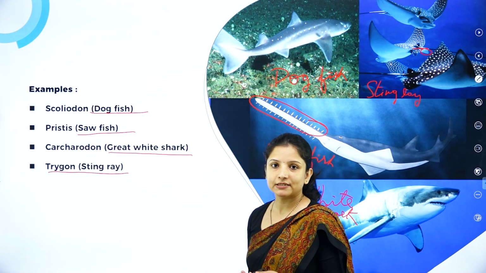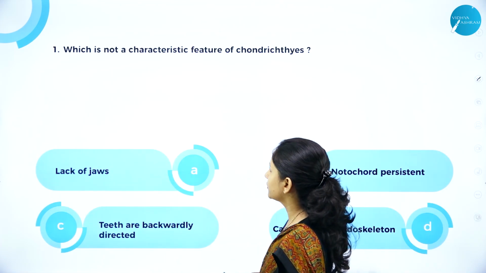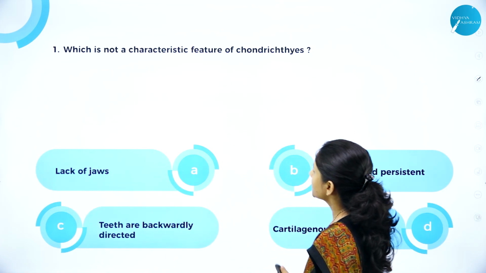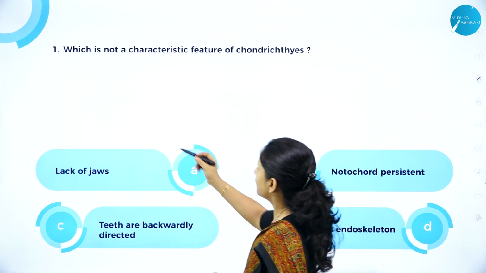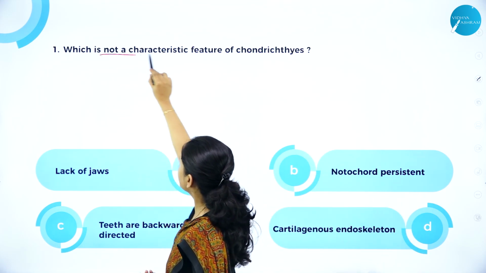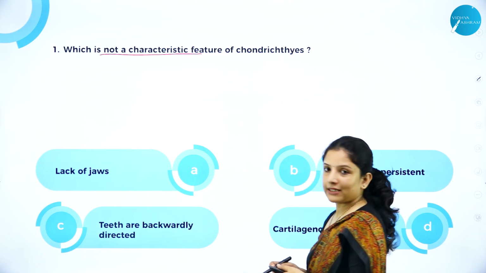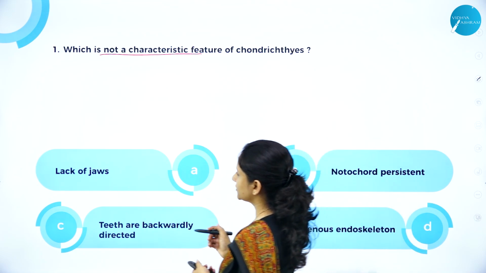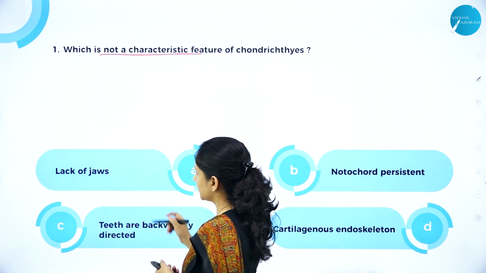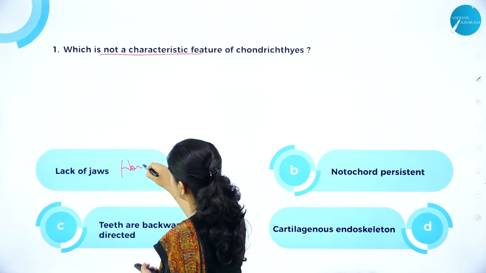So now we know the characteristics of chondrichthyes, so we shall look into the MCQs. Which is not a characteristic feature of chondrichthyes? Again here, not a characteristic feature. So lack of jaws, they do have jaws, they have jaws.